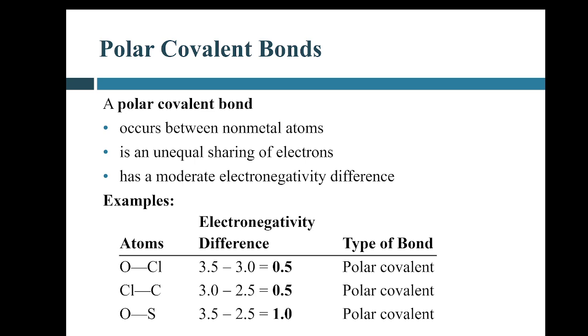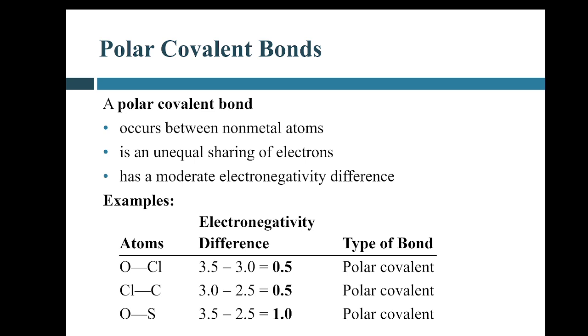And why does it need to be moderate? You need to be strong enough to pull the electrons over towards you, right? But what if you're too strong? You just pull the electrons completely, don't you? And then it's not covalent, is it? It's an ionic bond.